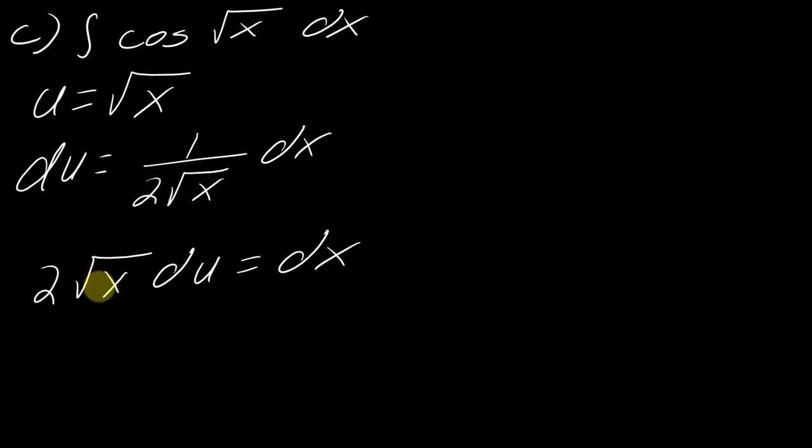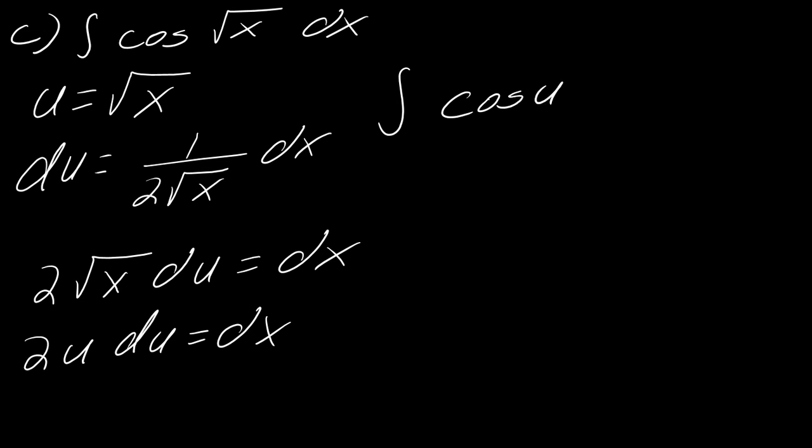But check this out. What is the square root of x? That's actually just u. So I can now just replace this square root of x with u. And now, boom, we're in. I get very excited about this. All right, so let's go ahead and do it. So this becomes cosine of u times 2u du. Bada bing, bada boom. So now we've got to use integration by parts, right?